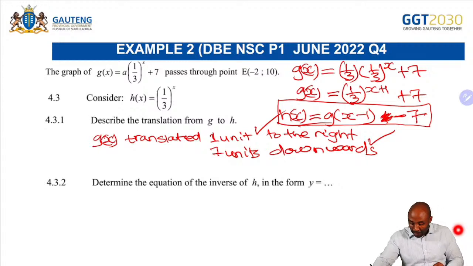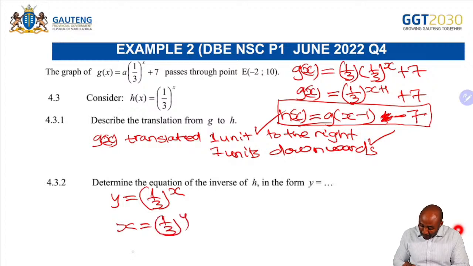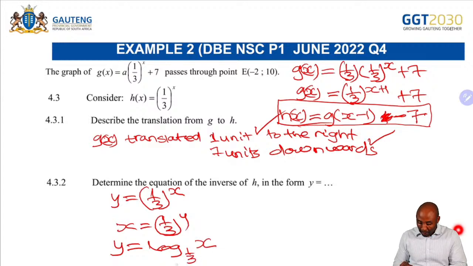We are supposed to determine the inverse of h in the form y equals. Now, remember, our h of x is y is equal to 1 over 3 to the power x. We interchange x and y, we will get x equals 1 over 3 to the power y. Therefore, our inverse function becomes y is equal to the logarithm of x to base 1 over 3.